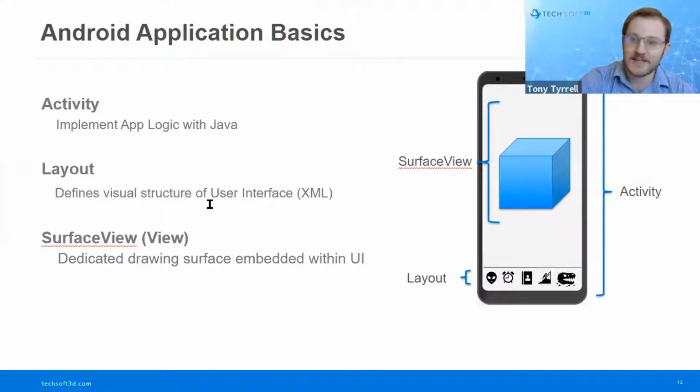which is a dedicated drawing surface that's embedded within a user interface. So you can just think of a surface view as a blank canvas. We're going to create that blank canvas and try to inject it into our visualization SDK. And then the C++ native code is actually going to render into this Android surface view component.